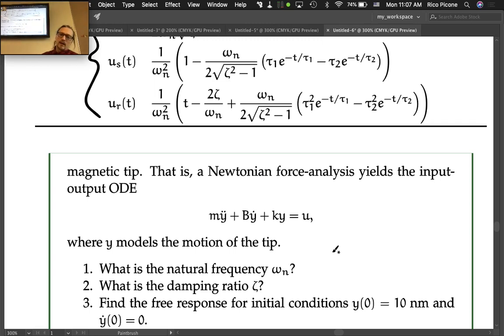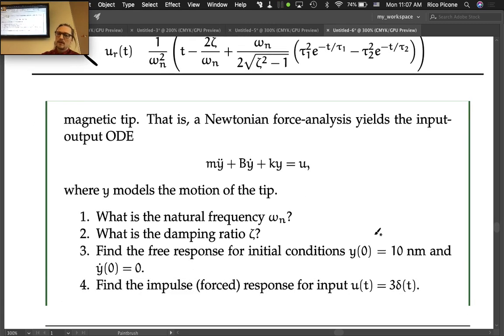So it gets us this input-output ODE, where y is the motion of the tip, the displacement of the tip of the cantilever. So it's a pretty good model. It's not perfect. It doesn't deal with higher order modes of the cantilever beam, but that's something you will talk about in vibrations class. This is something that is very common to do, though. Typically, we only care about the second order characteristics of one of these systems.